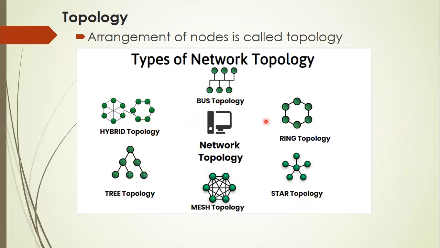Whereas in the case of ring topology, suppose this computer on the top wants to communicate with this computer, that information has to first go to the next one, then go to the next one, and then go to the next one. So that topology takes more time, and also the cost involved is more.